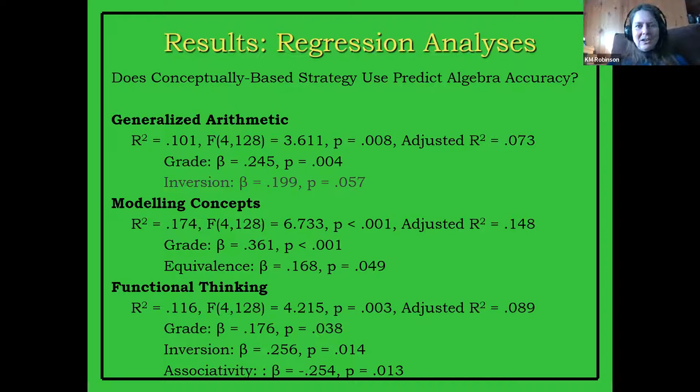In terms of modeling concepts, we essentially got the same pattern, that grade predicted performance, but this time it was equivalence that predicted performance on the modeling concepts. And then on functional thinking, again grade, but this time inversion and associativity. You can see that, but associativity is negative. The standardized beta value is negative rather than positive. All right, so a very quick run through of the regression analyses.